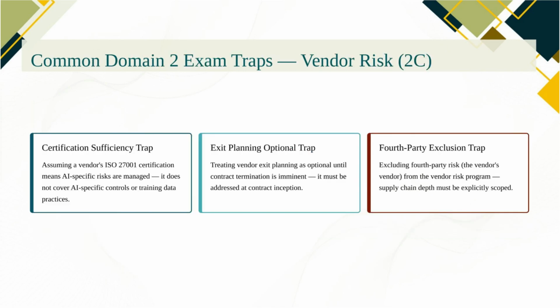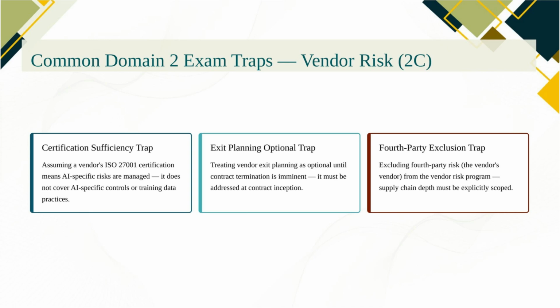Vendor risk traps in Domain 2. Assuming that a vendor's ISO 27001 certification means all AI-specific risks are managed. ISO 27001 covers information security controls, but it doesn't specifically address AI governance, model transparency, or algorithmic fairness. It's a necessary but not sufficient condition.